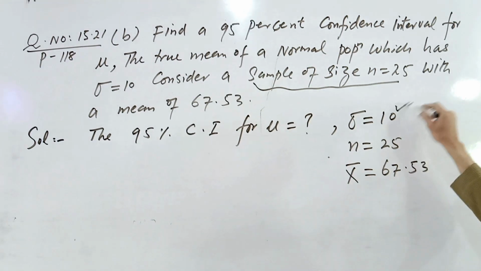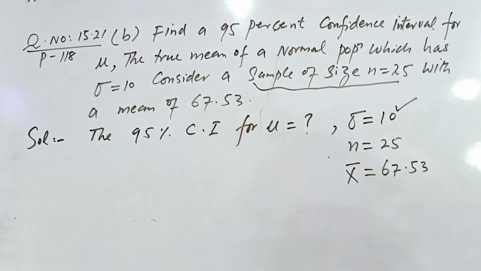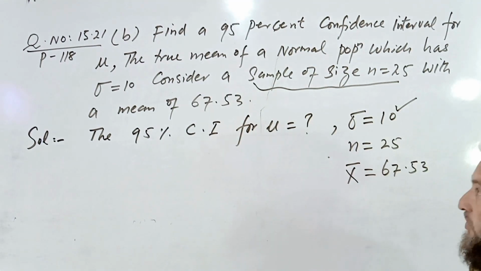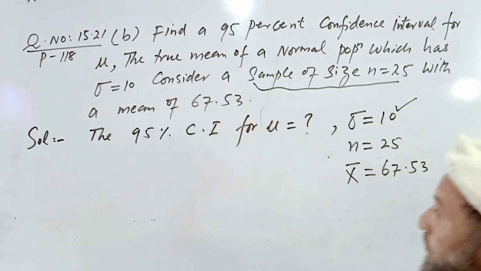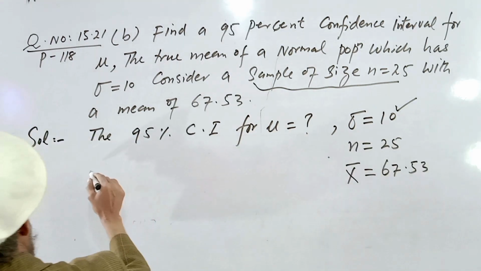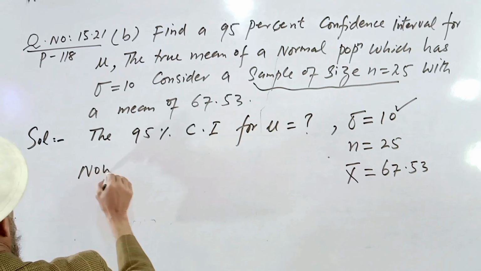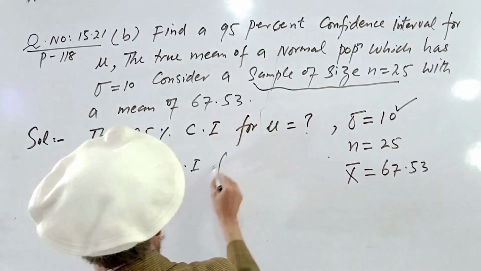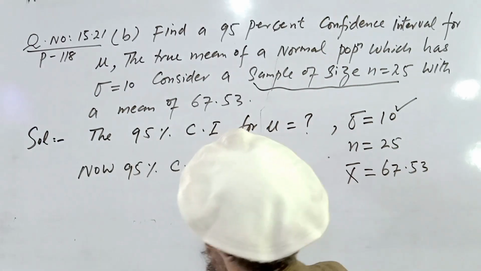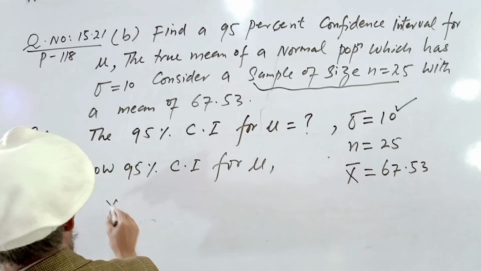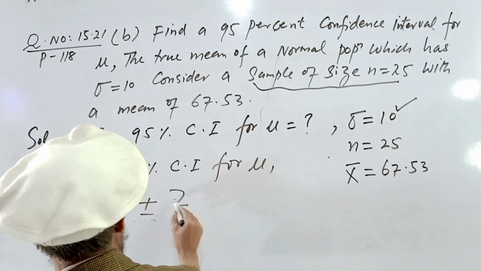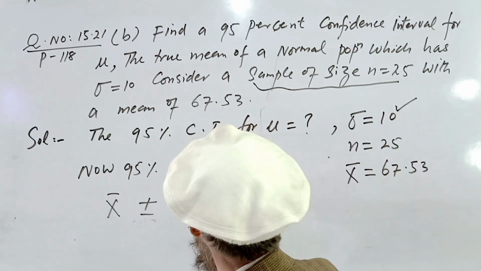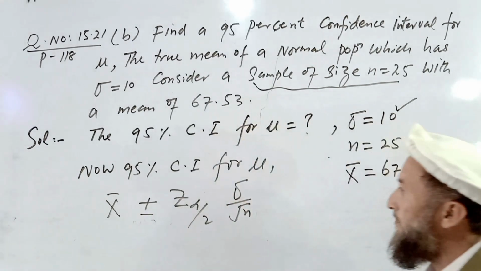Now look here, sigma is known, but the sample size is less than 30, so we also use the Z distribution. Now the 95% confidence interval for the population mean is x bar plus minus Z alpha by 2 times sigma divided by square root of n. That is the confidence interval.